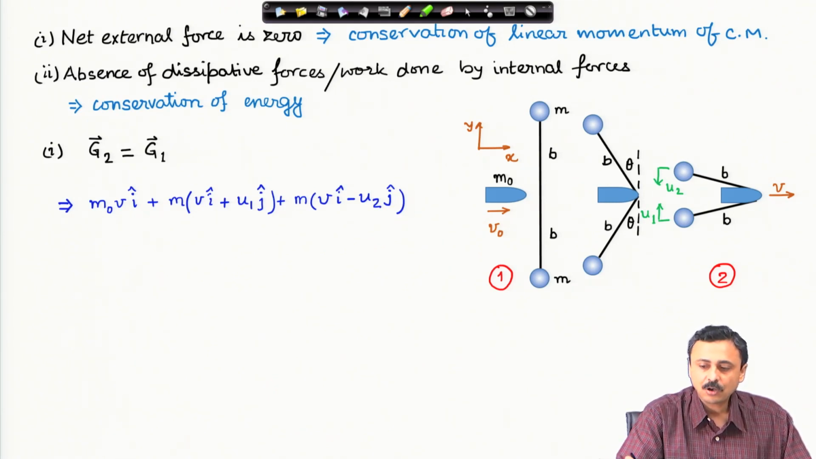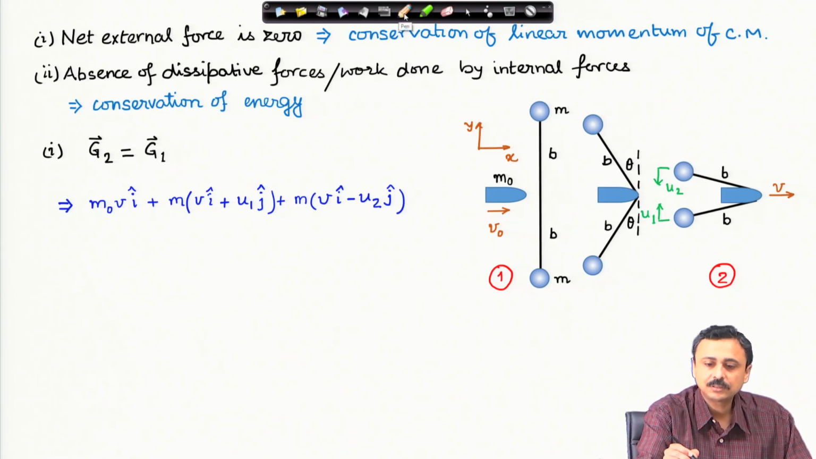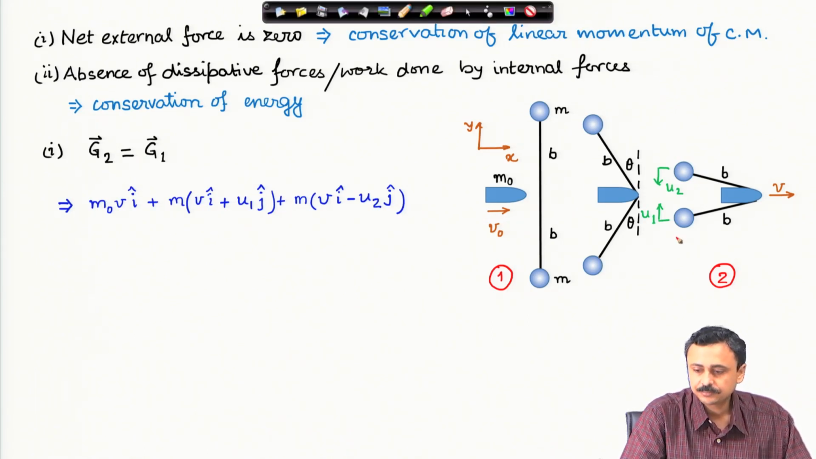plus mass of the lower sphere. This one is m, mass of the lower sphere, times the absolute velocity of the lower sphere, and that is moving with velocity v in the x direction, i cap direction, and u1 in the j cap direction, plus the upper sphere, mass of the upper sphere m times velocity in the horizontal direction, which is v i cap, and minus u2 j cap.